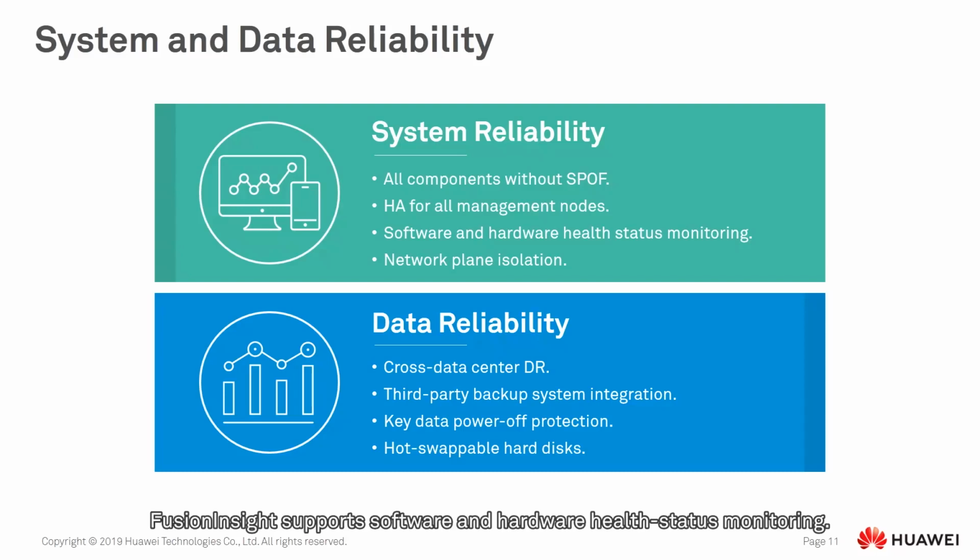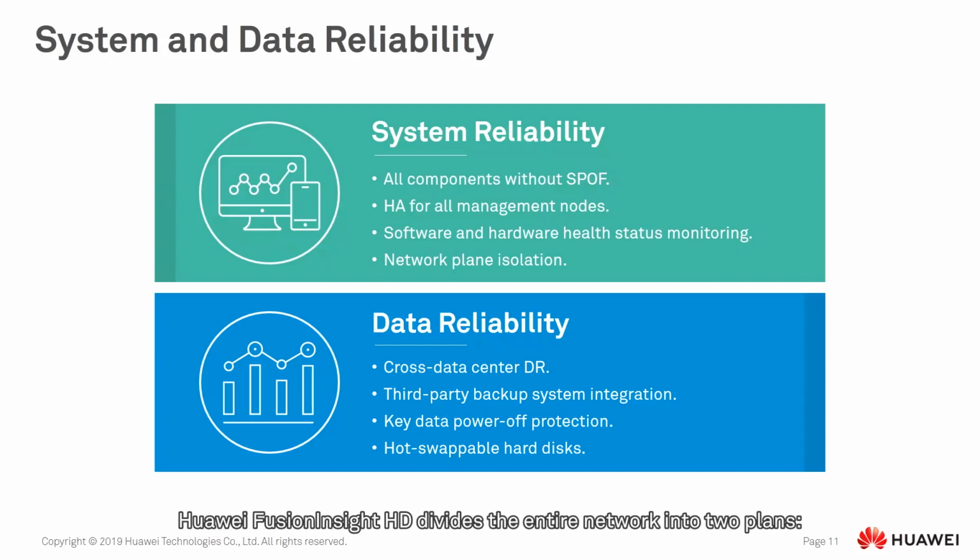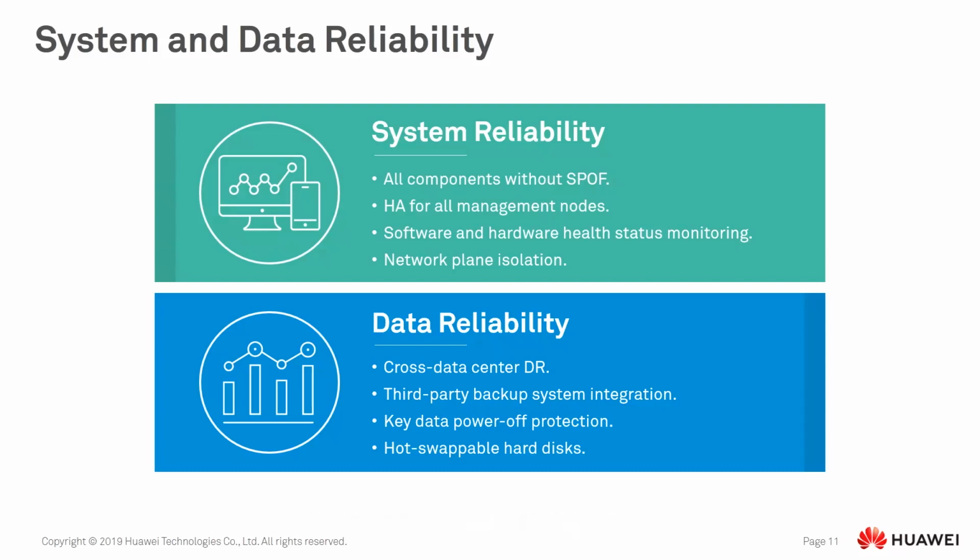Besides, Fusion Insight supports software and hardware health status monitoring. It invokes the IPMI of the x86 server to monitor physical server features, such as the temperature, voltage, fan module status, and power status. Huawei Fusion Insight HD divides the entire network into two planes, the service plane and management plane. These two planes are physically isolated to ensure security of the service and management networks.